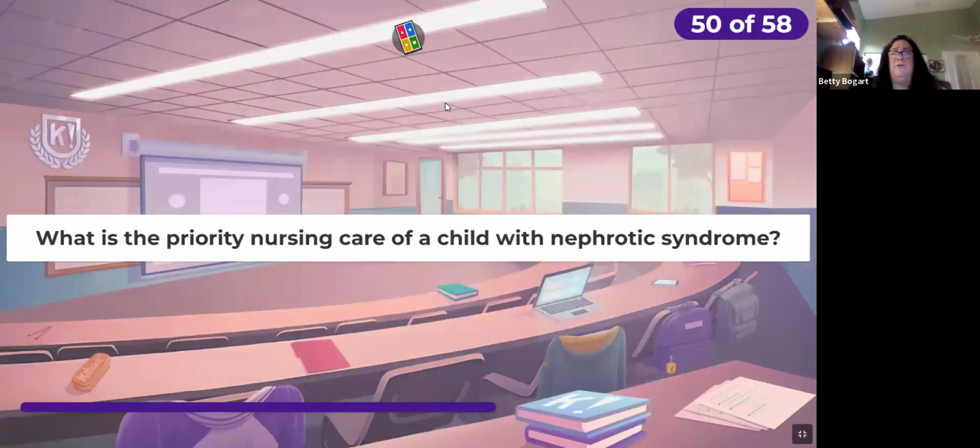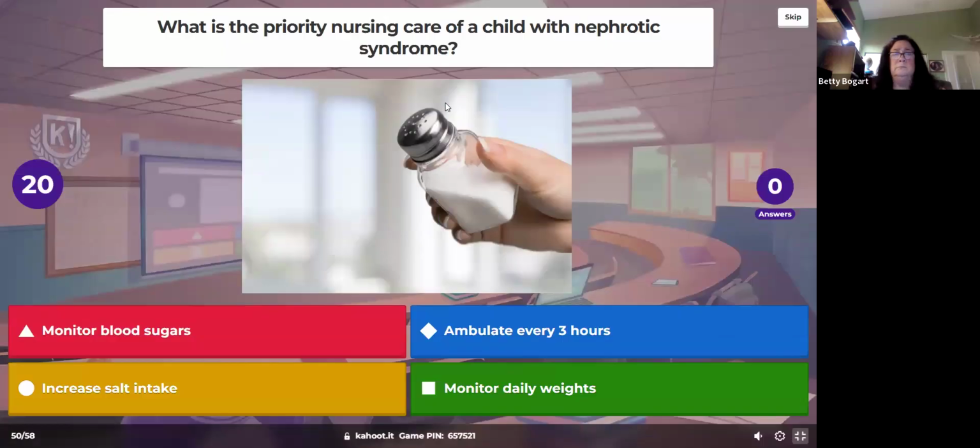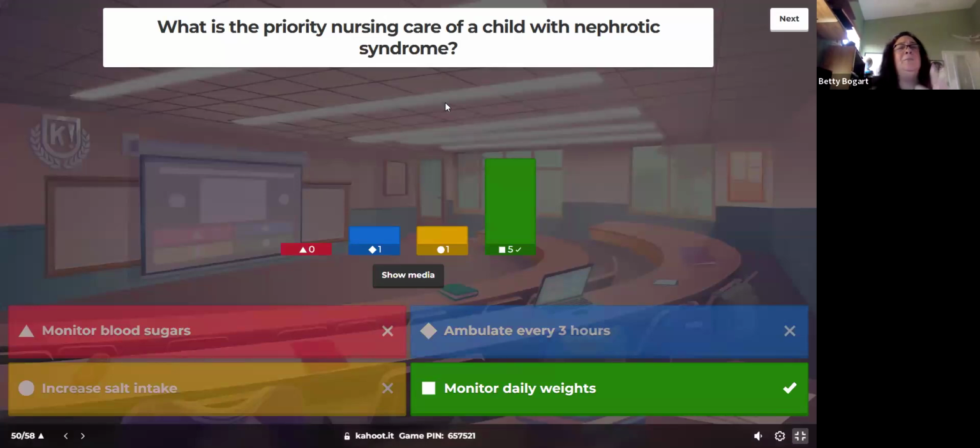What is the priority nursing care of a child with nephrotic syndrome? What is nephrotic syndrome all about? The kidneys are working. It's all about intake, output, daily weights. It's all about fluid balance. That is your priority. Whether it's fluid restriction, whether it's salt restriction, and we monitor it. Are we keeping that weight the same? We know we're not gaining weight.